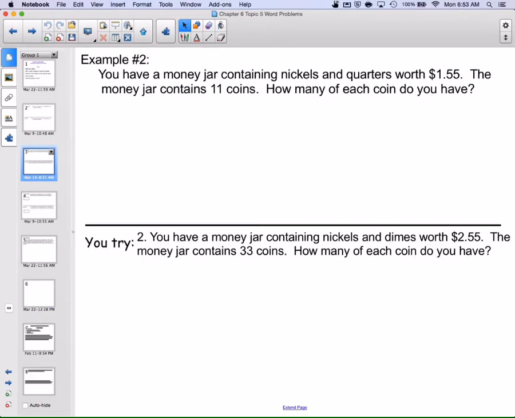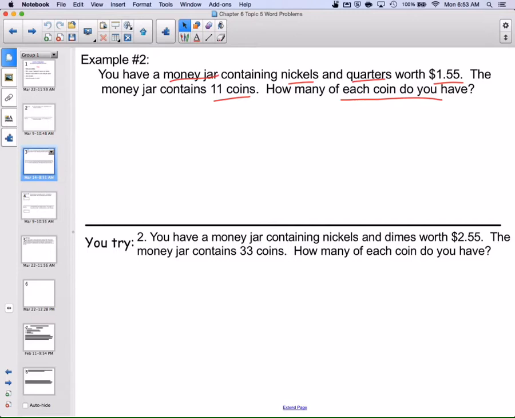This one can be a little more tricky, but I'm going to explain how to set up the money problems here. So we have a money jar containing nickels and quarters worth $1.55. The money jar contains 11 coins. How many of each coin? Okay, so it seems that we have a money type sentence, and the second sentence is more about quantity. You can kind of think of it this way, that each sentence in these word problems represents one equation.